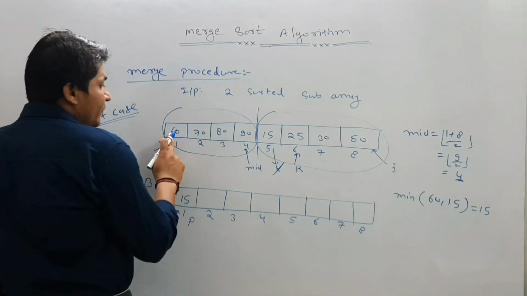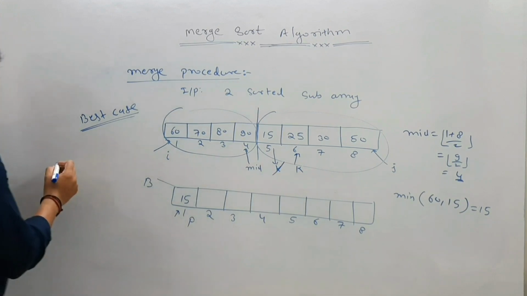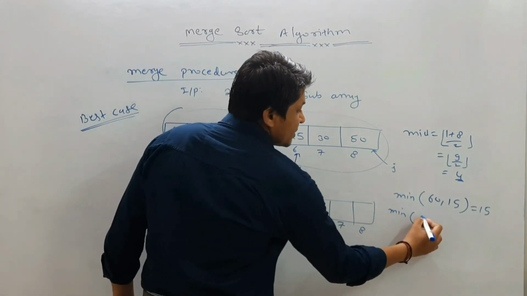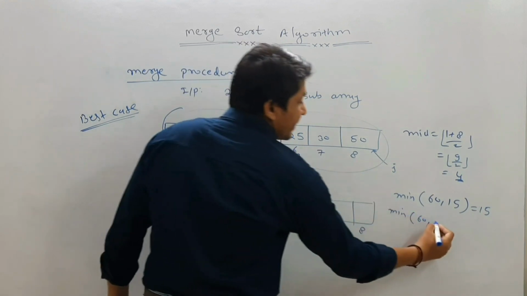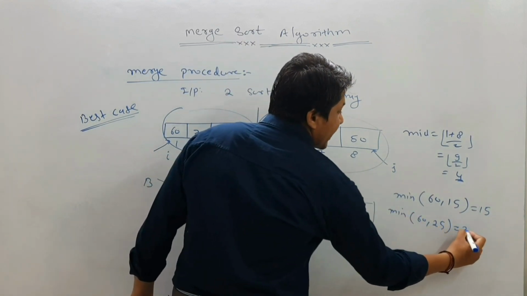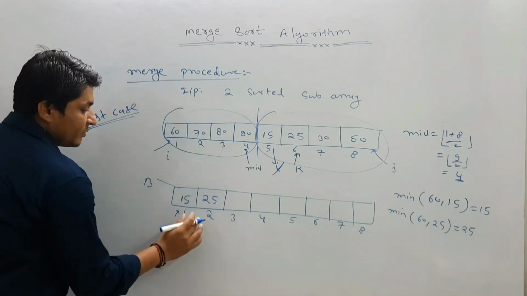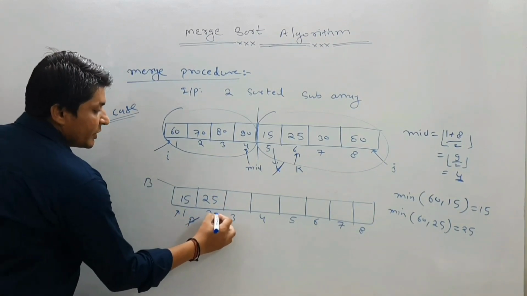Then again we are going to find the minimum of 60 and 25. Which one is minimum? Again 25 is the minimum. So we will copy 25 here, correct? And we have already incremented p, so p is pointing here.